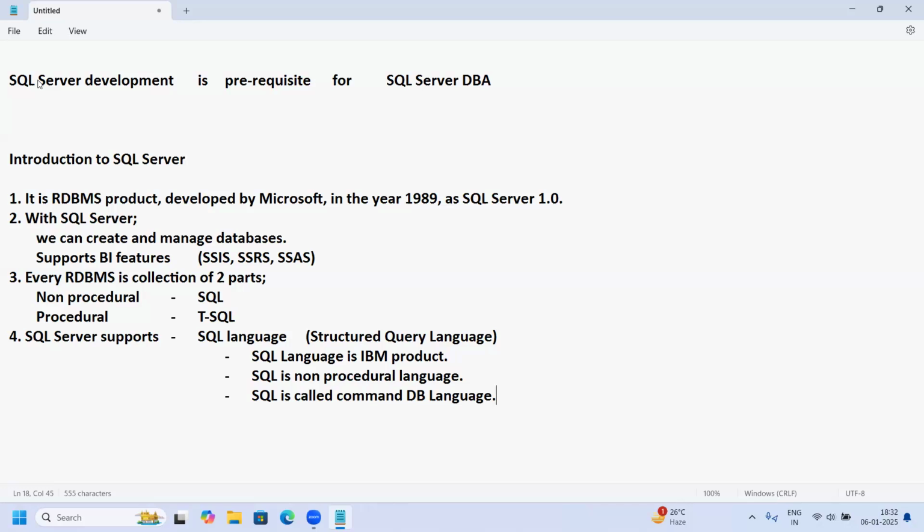Common database language. Why is it called common database language? Since it gets understood by every RDBMS. That is the reason it is called common database language. And you can call out another interesting thing: SQL is a case insensitive language.